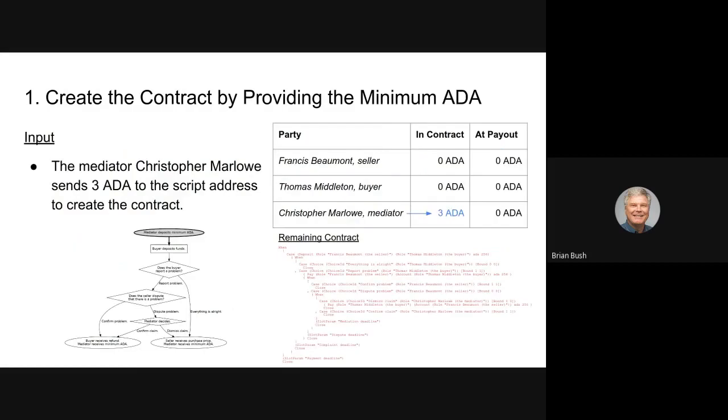The next step is to provide the min ADA and actually get the contract started. So Christopher Marlowe, the mediator, is going to send 3 ADA to the script address to create the contract. So we're here on the flowchart. At the contract address, we're going to have 3 ADA after this is run, and we're still going to have most of the contract to execute.